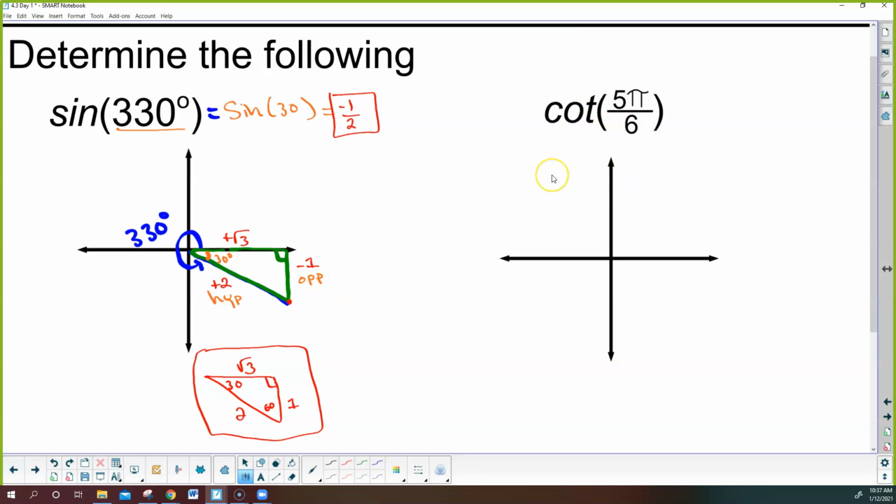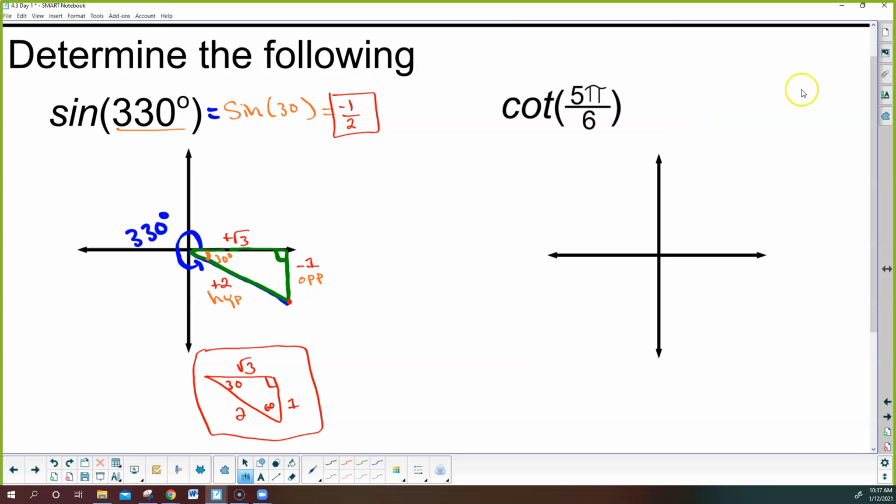Okay. All right, we got one last one I'm going to have you write down with me, and then I got maybe two more I'll show you quickly. So now they're asking for cotangent of 5π/6. So I'm going to graph 5π/6.